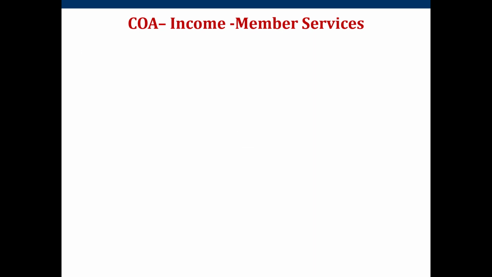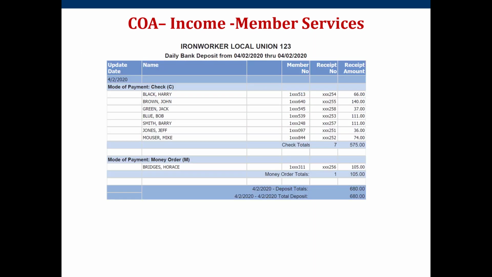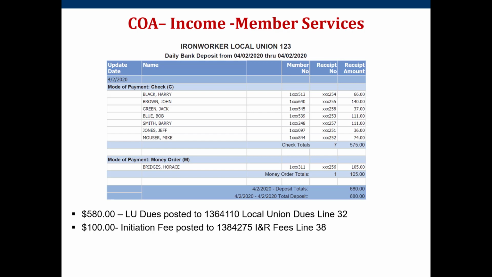So let's take a look at a sample daily deposit report for April 2nd, 2020. This is for Local 123, and the total amount of receipts for the day was $680, of which there were 7 checks totaling $575 and 1 money order for $105. The $680 consisted of $580 for dues payments and $100 for initiation and reinstatement fees. $580 of local union dues will be posted to account 1364110, local union dues on line 32. $100 initiation fee will be posted to account 1384275, initiation and reinstatement fees on line 38.